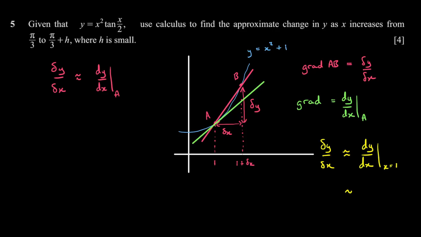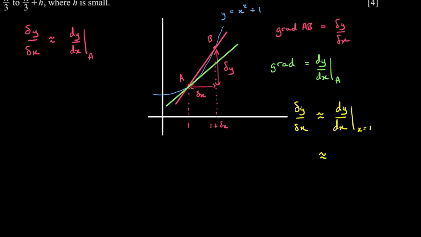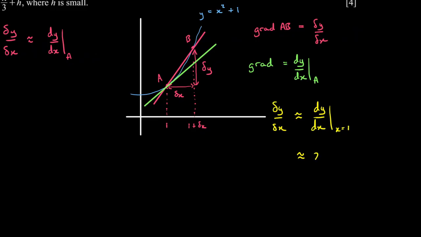So of course, if I differentiate x squared plus 1, I think you all know that's going to give me 2x. So that would be 2x, calculated when x is equal to 1. And of course, if x is equal to 1, then 2 times 1 is just 2. So the approximate change in y divided by the approximate change in x is roughly equal to 2.